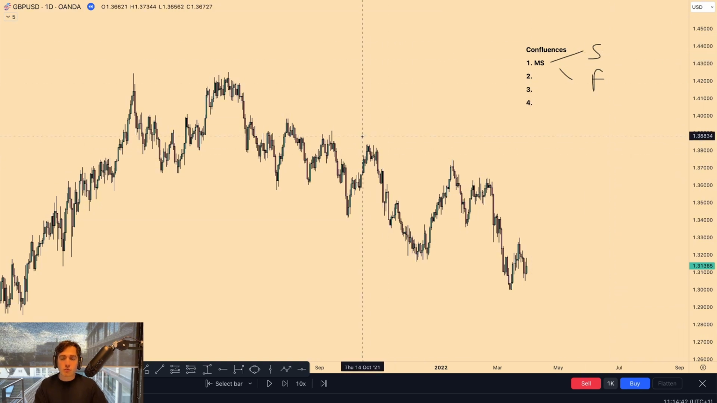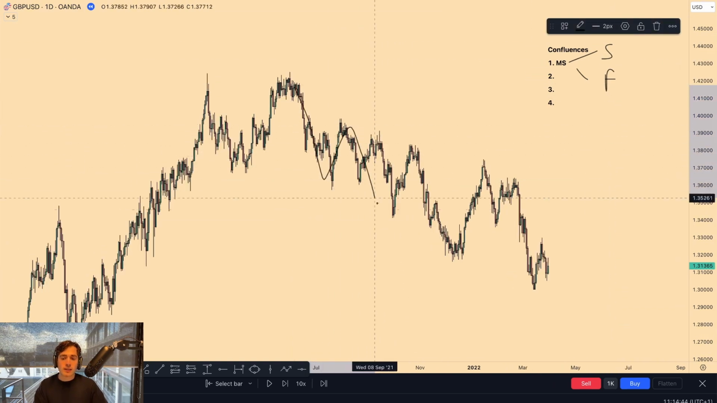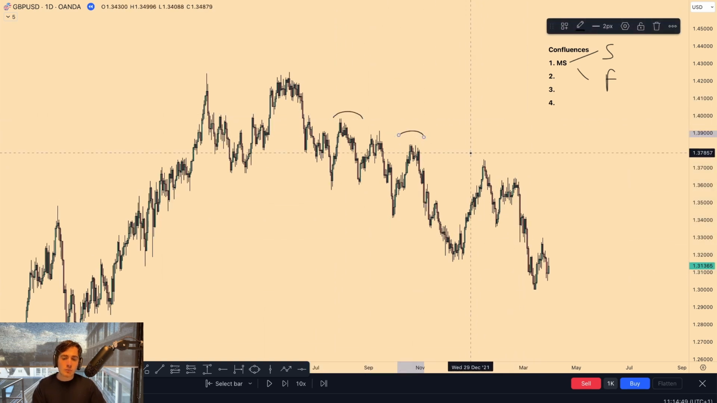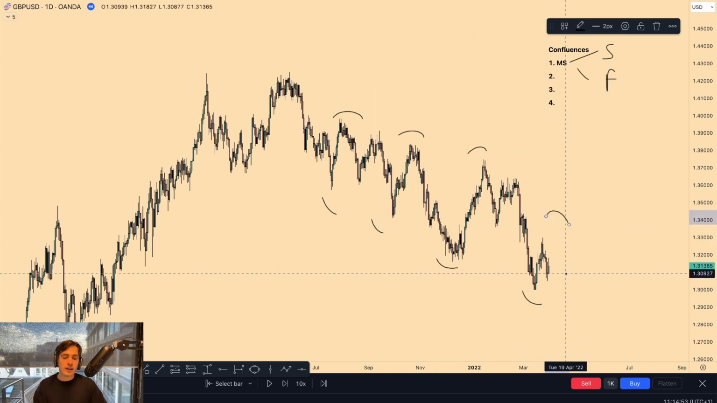Swing structure is the overall market structure when we zoom out. So what we can clearly see is that the market is trending towards the downside. We have lower highs and we have lower lows. So overall, we understand that we're looking for a new lower high to trade pound dollar further towards the downside.